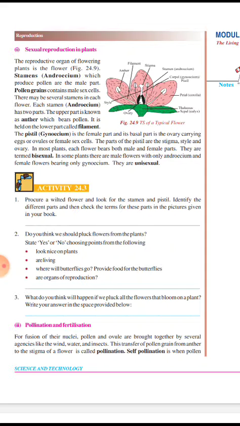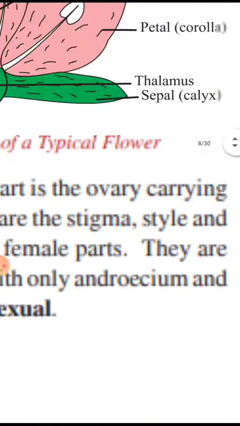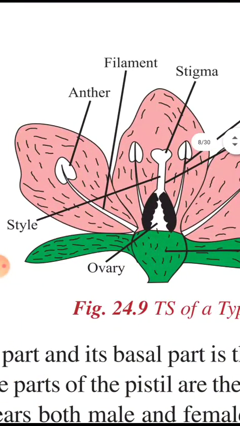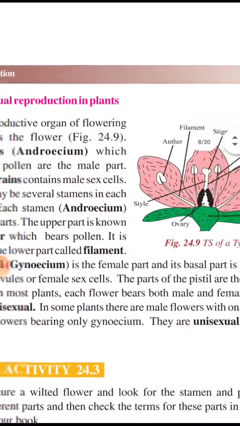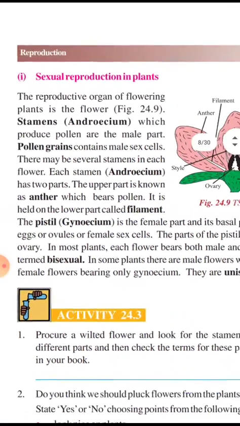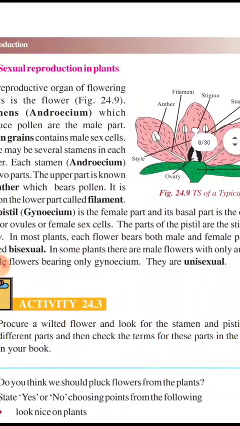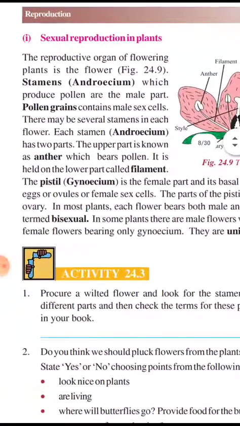So in each flower there may be a lot of this male part, and each androecium, that is stamen, has two parts. The upper part is known as the anther, and this is the part which bears the pollen. You can see here, this is the anther, the upper part, and it is held on a lower part called the filament. It is used to hold the anther.